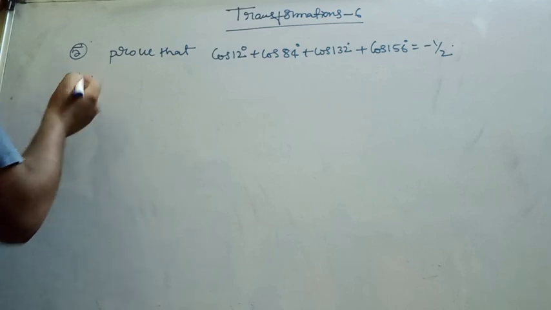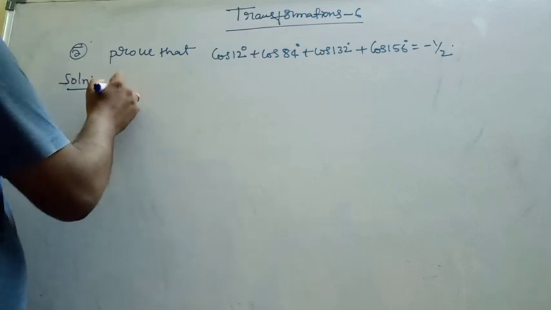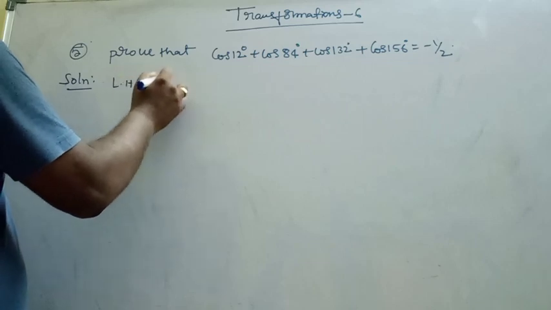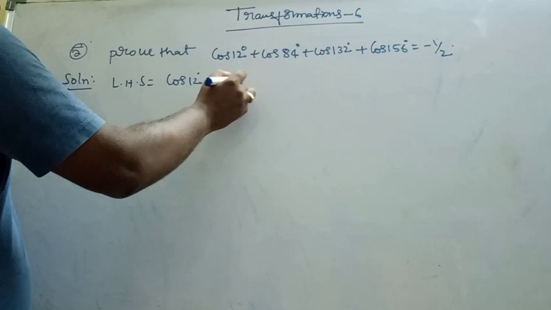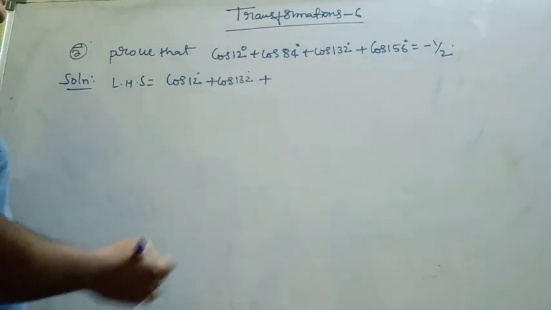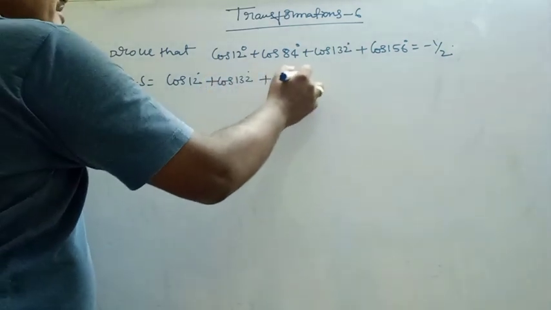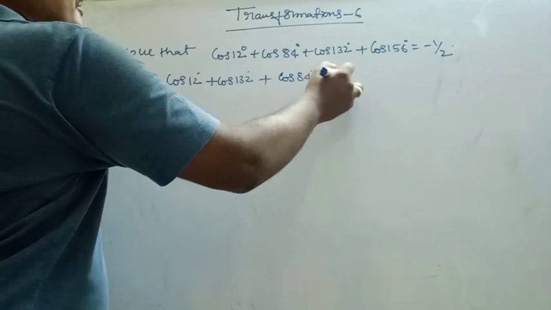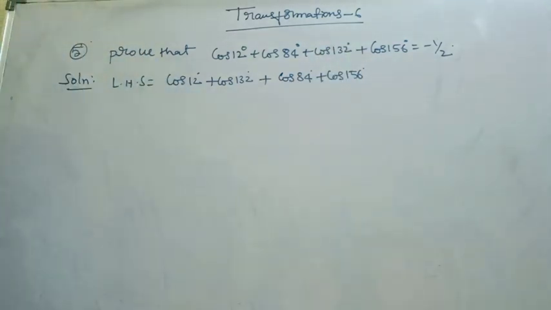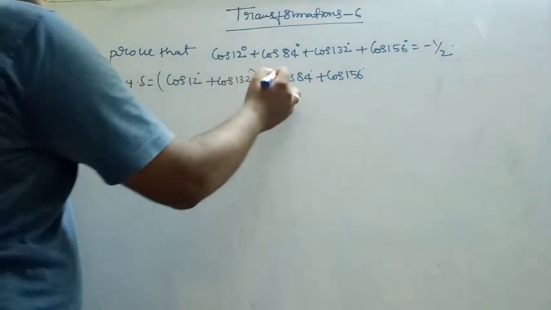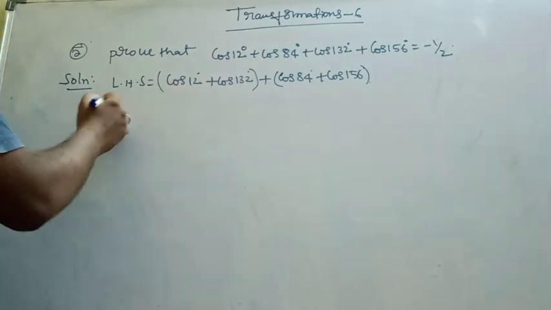You see, my dear students, the left hand side part, if we take, this is now cos 12 degrees plus cos 132 degrees, plus this is now cos 84 degrees plus cos 156 degrees, right? This is what we have here. Now, let us group these two and let us apply the cos C plus cos D formula.